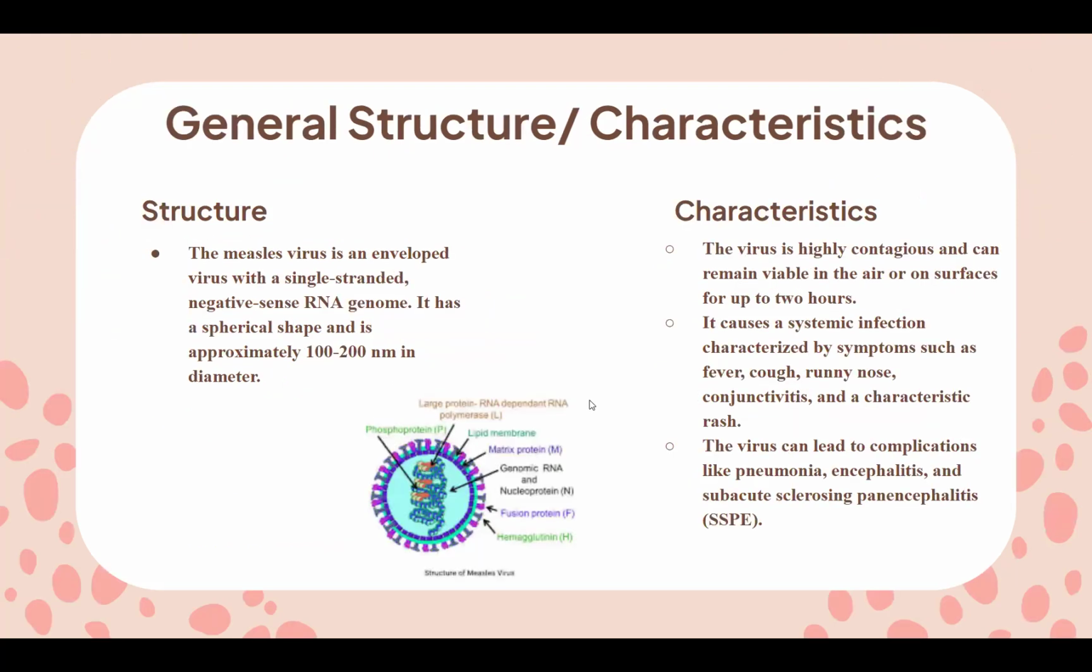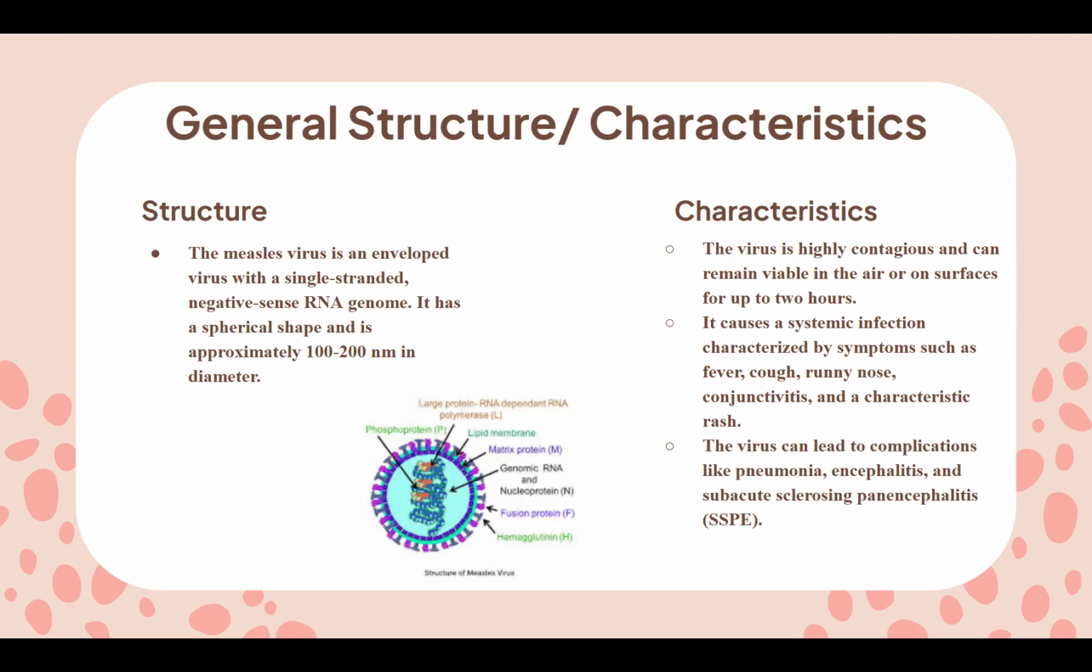For the general structure and characteristics, one, the structure. The measles virus is an enveloped virus with a single stranded negative sense RNA genome. It has a spherical shape and is approximately 100 to 200 nm in diameter. The characteristics, the virus is highly contagious and can remain viable in the air or on surfaces for up to 2 hours.